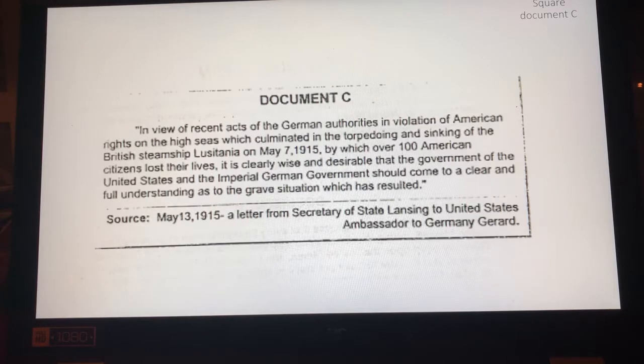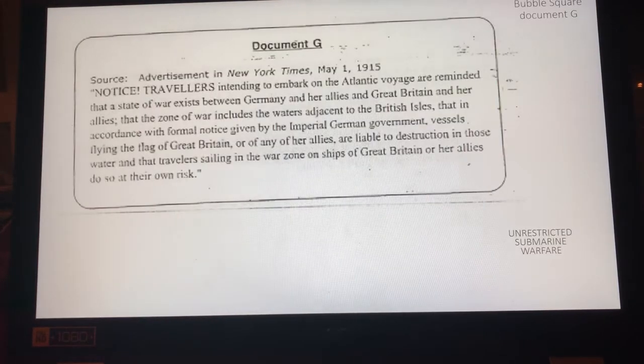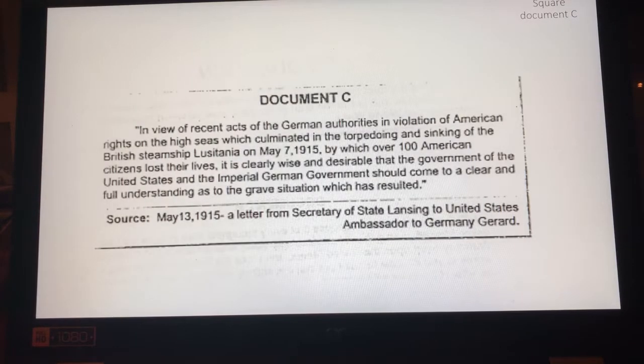Let's look at the next document. This is the square document, and this one's May 13th. So if we look at this, 12 days later, they've given that warning. And now we're in the square document, document C. This is Secretary of State Lansing of the United States.